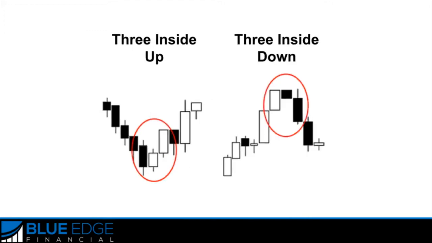The last set of triple candlestick patterns that we're going to talk about are called the 3 inside up and the 3 inside down.